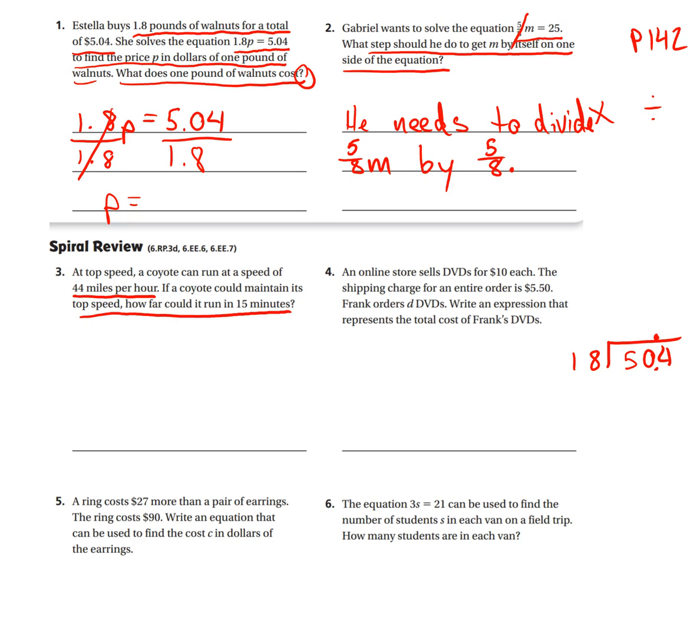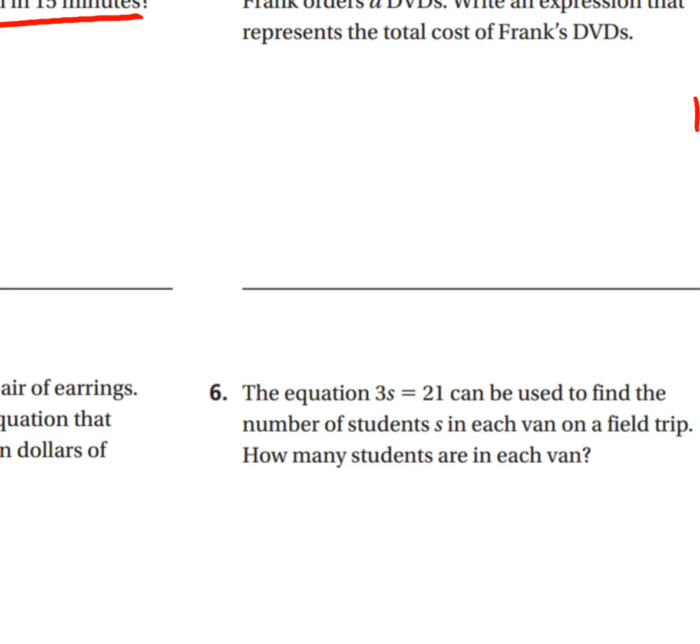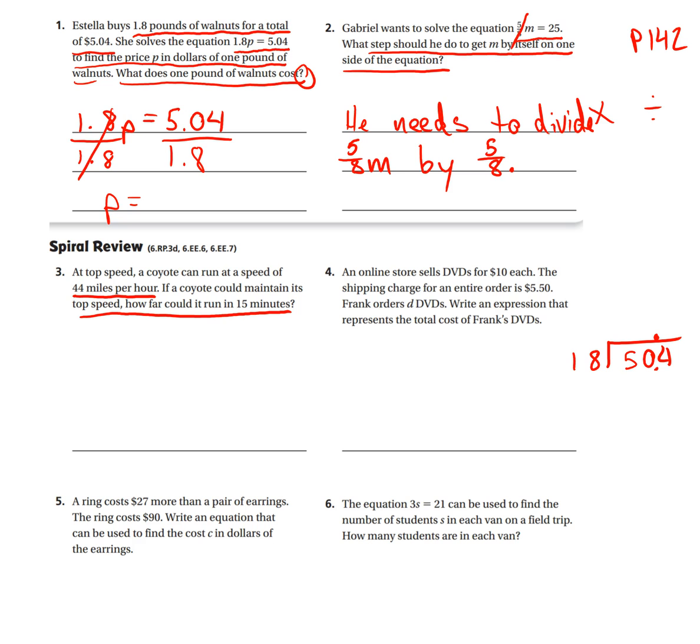So let's see. For this one, we need, sorry about that. Distance equals rate times time. We know the rate, 44. We know the time, 15. But we can't do 44 because that's per hour and we have minutes.